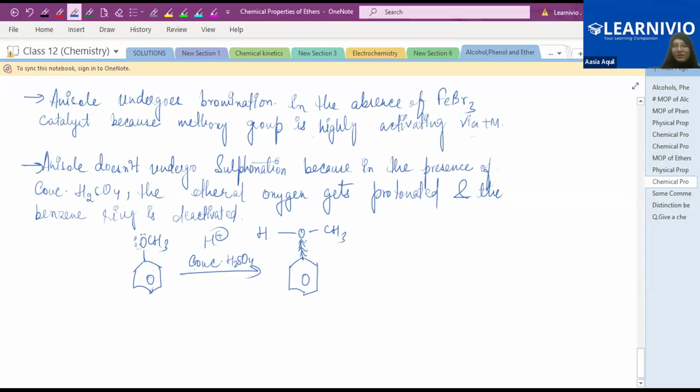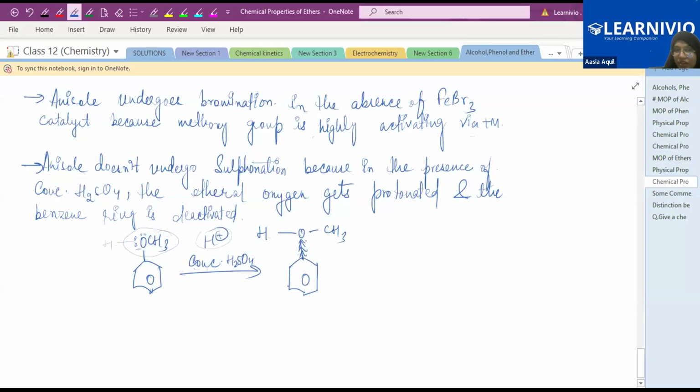Because what was its job? What was the job of this OCH3, this oxygen? What was the job of this OCH3 group? It just activates the benzene ring. But here what happens, this oxygen, being an electron donating group, in the presence of concentrated H2SO4 gets protonated, right? It abstracts the hydrogen, and it just deactivates the benzene ring.